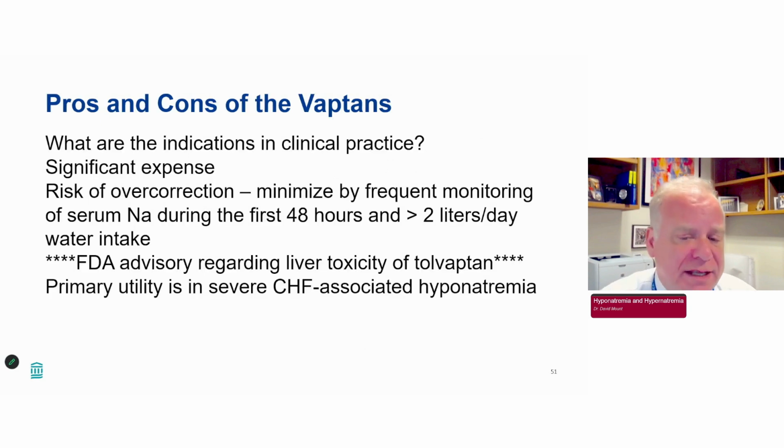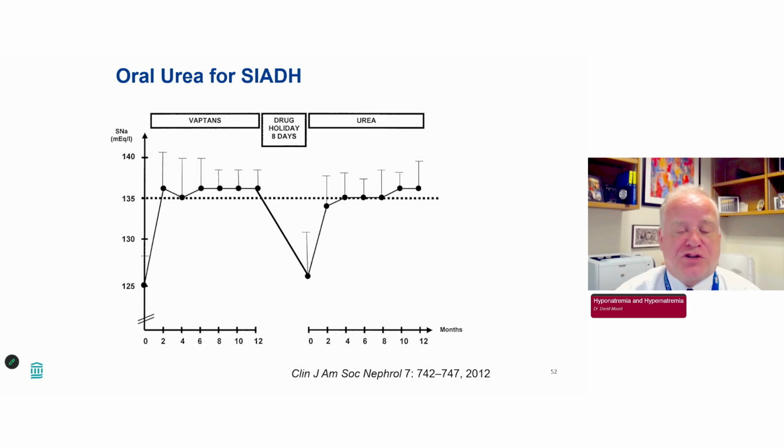So the pros and cons, there are not that many indications anymore. As I said, I tend to use it for heart failure. They're not cheap. You have a risk of overcorrection. You can minimize that by frequent monitoring of serum sodium. And you just need to tell the patient to switch gears and start drinking a lot of water when you start the vaptan. We talked about the liver toxicity and my sense that it's mostly CHF-associated hyponatremia where I reach for this.